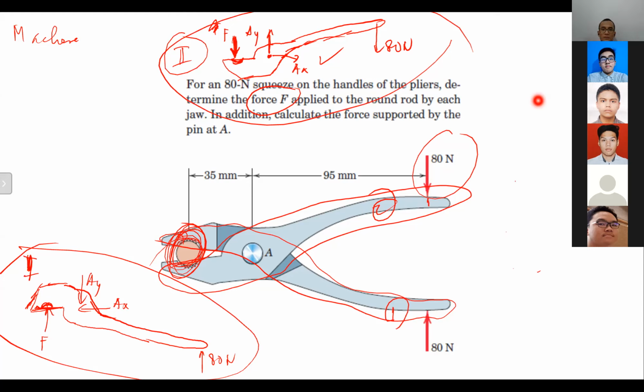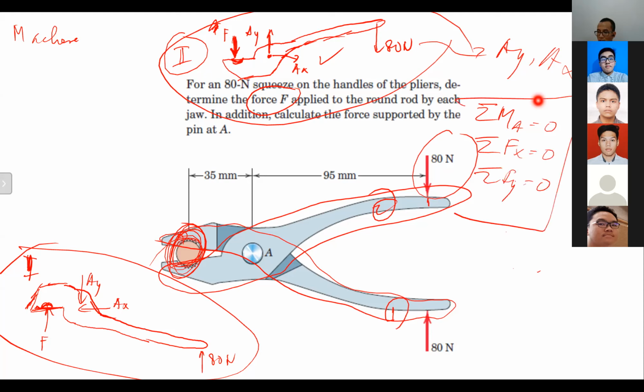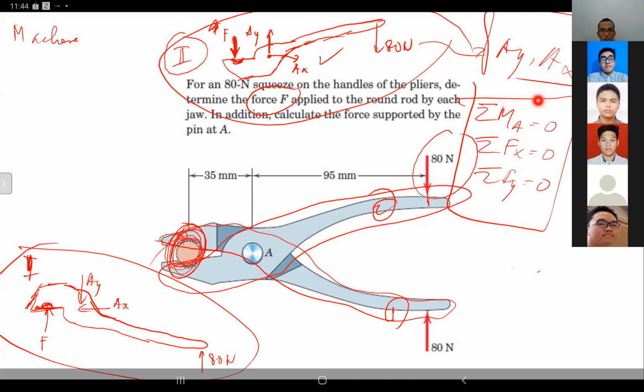If you use the second one, like what you said before, how many equations do we have and how many unknowns do we have? Three unknowns: AX, AY, and F. How many equations? Sigma moment at A equal to 0, sigma Fx equal to 0, and sigma Fy equal to 0. Yes. Three equations, three unknowns, it can be solved.